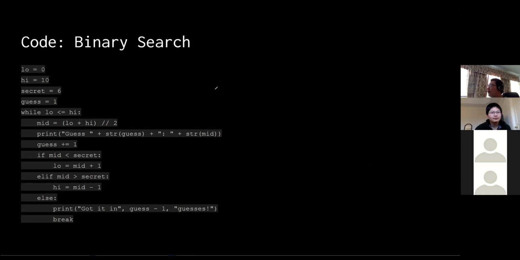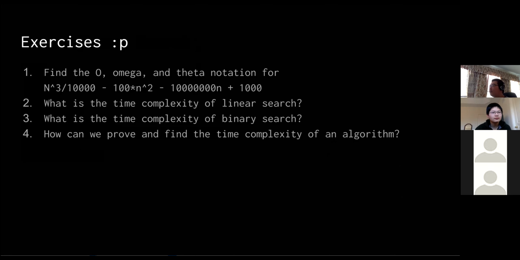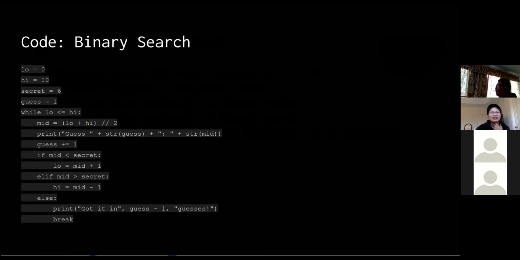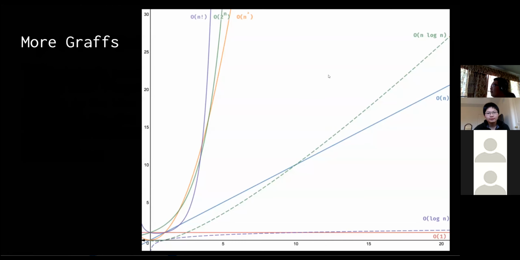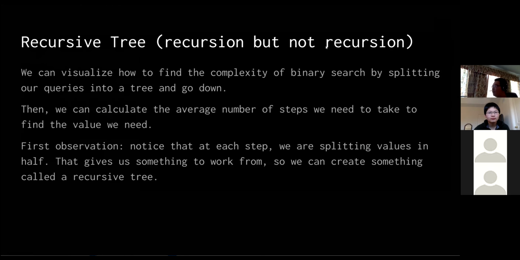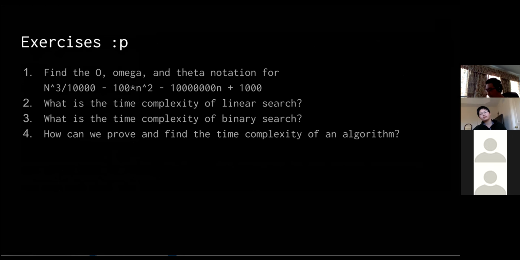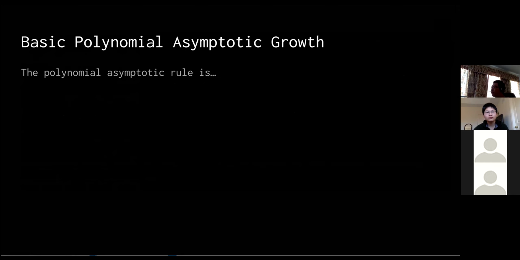Yeah. And here are the exercises again. So if there's time, we could also go through just the time complexities and asymptotic notation again. And yeah, here's a practice problem for binary search. Before we talk about the final exercise, I'll just do one more really quick talk about everything that we talked about.